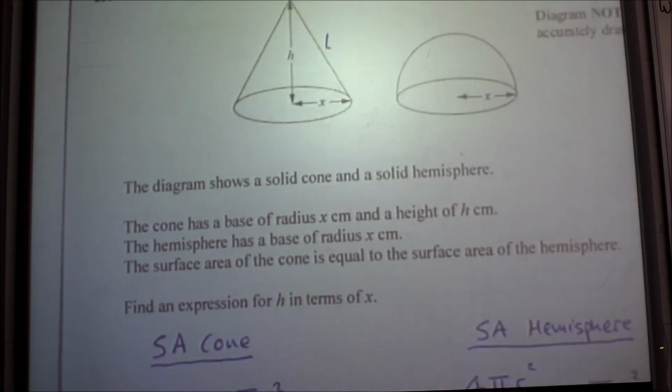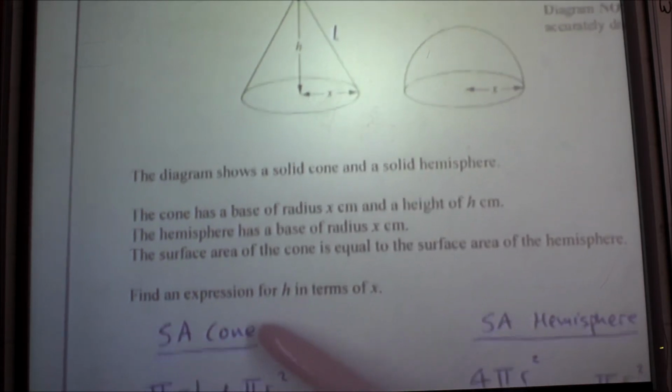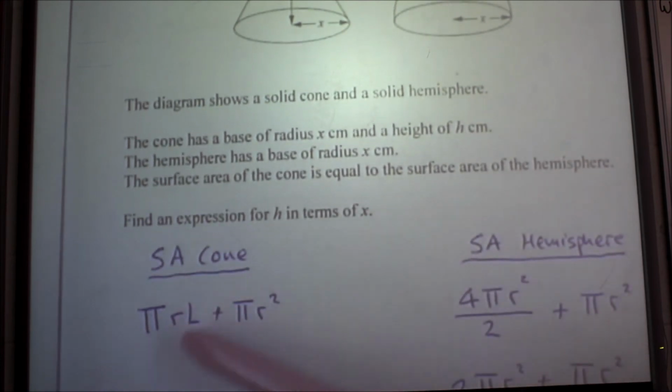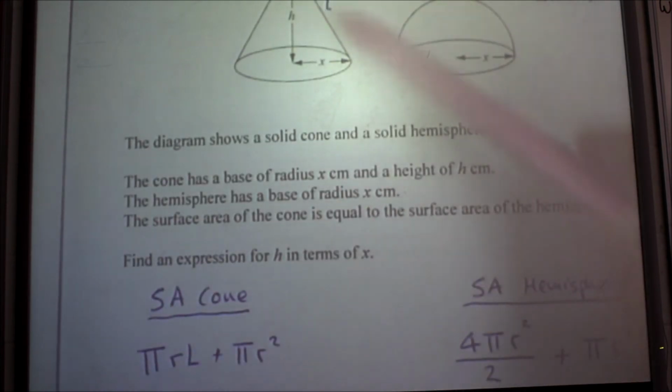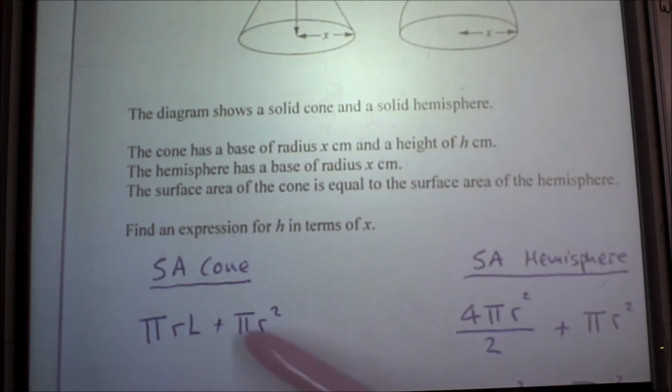So this is a very difficult question to start off with, but I start off really common sense. What is the surface area of a cone? Well, it says at the front of your examination paper, but it's pi r l, where l is the slopey height, and don't forget the surface area of the bottom, which is pi r squared. That's the surface area of a cone, just get that written down.